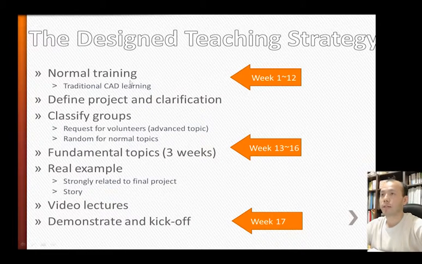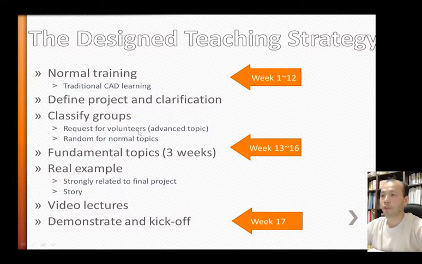In more detail, the teaching strategies are listed here. In the first 12 weeks, we have the normal training, so this is the traditional CAD learning stage. In the second stage, we notify all the students that we have a project at the end of this semester, and we need them to form groups. Which group each student joins is free, but assignment to different topics is random, for equality.